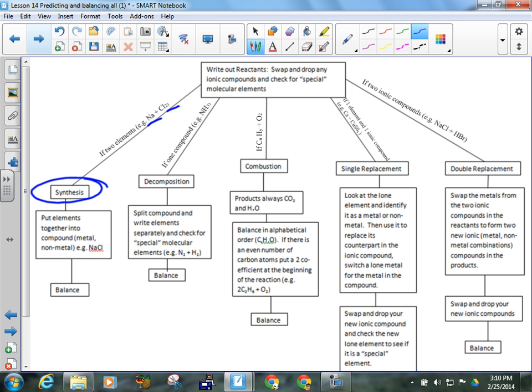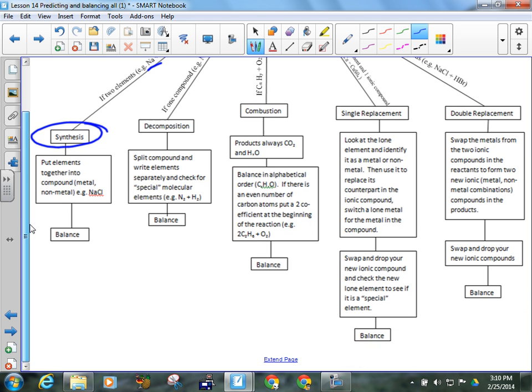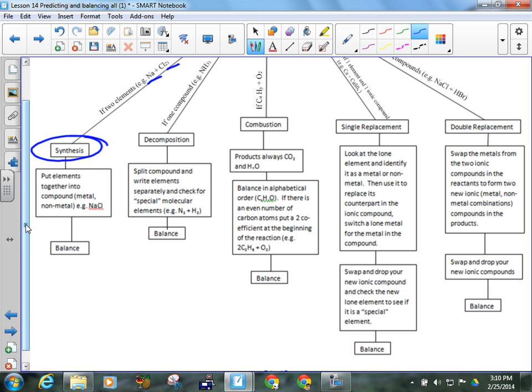Balance. If you have one element and one ionic compound, you have a single replacement reaction. Look at the lone element, identify if it is a metal or a non-metal, and then replace appropriately. If it's a non-metal, you replace the non-metal in the compound. If it's a metal, you replace the metal in the compound with it. Then swap and drop your new ionic compounds, look for special elements and balance. Double replacement is similar: swap the metals, swap and drop your new compounds, balance the reaction.